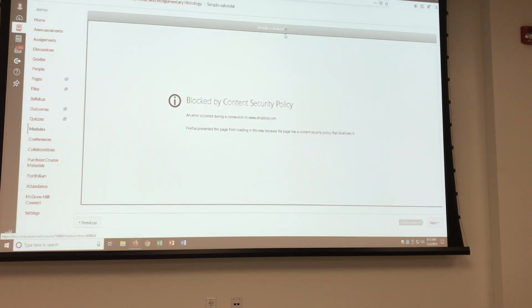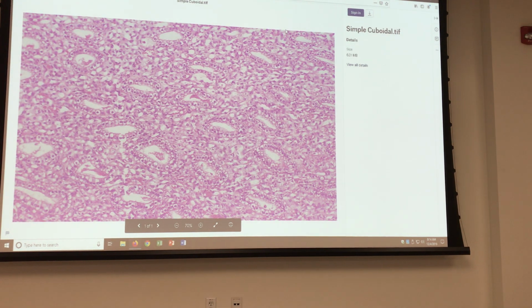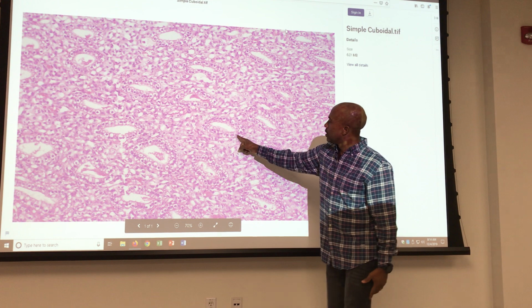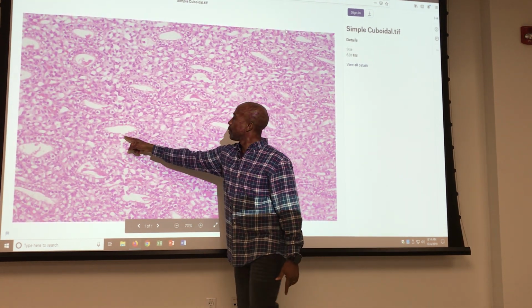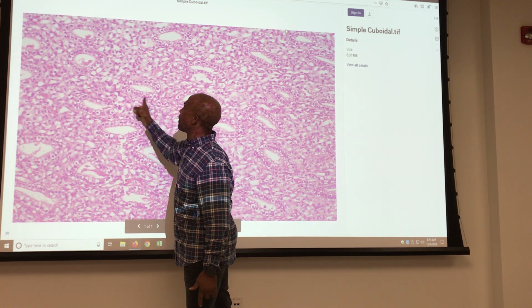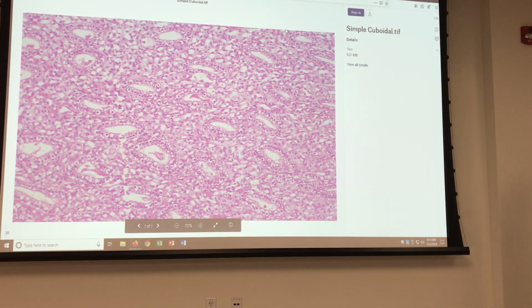And simple cuboidal would be this one. You can tell right here. One layer right there. Simple cuboidal. The kidney side.